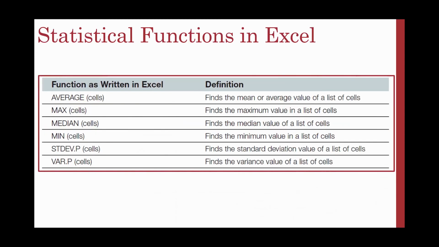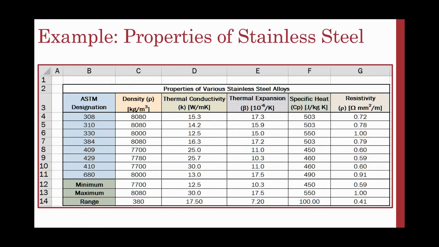Some basic statistical functions in Excel. We have the average, which returns the average of your cells. Max, which finds the max of a list of values. Median, which finds the median of the list of values, min, which finds the minimum, standard deviation dot p, which finds the standard deviation of a list of cells, and variance dot p, which finds the variance of a list of cells. So let's look at an example.